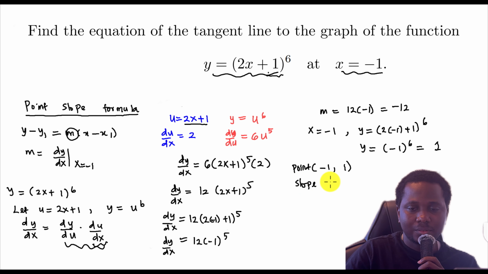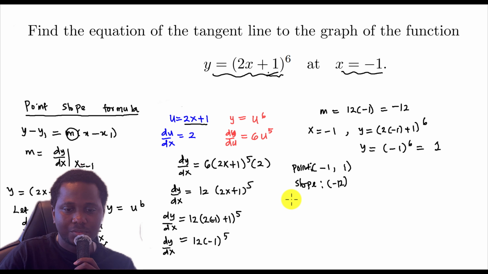So the slope here is what? Minus 12. So we can therefore go ahead and use the point slope formula. In this case, here is x1, and this is y1. So we're going to have y minus y1 equals the slope, which is minus 12, multiplied by x minus x1. So x minus x1 gives us x minus of minus 1. And then we go ahead and simplify this, which is minus 12 times (x plus 1).